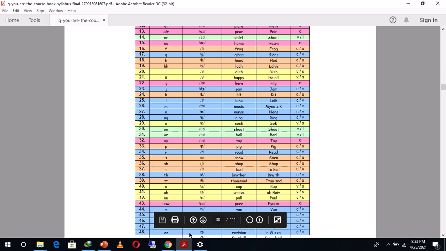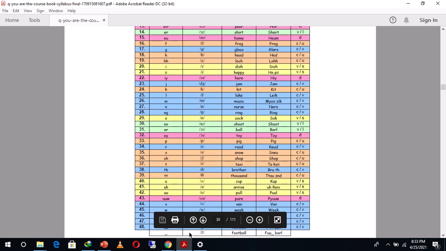Anyways, number 39, that is a th sound, like theta. You can see the symbol in front of that theta. Okay, it is also a consonant over there. Number 40 is the u sound, and the u sound is produced as in cup.